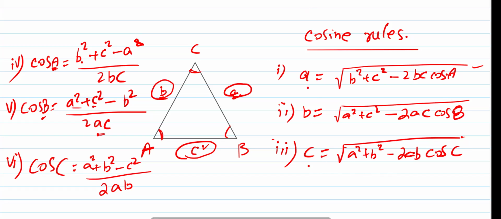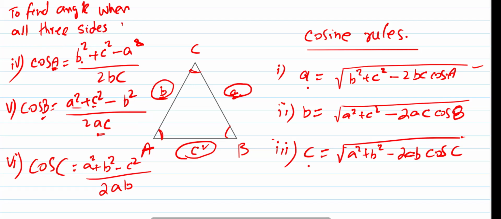Okay, now when will you use these formulae? You will use them to find an angle when all three sides are given. We will use it to find the angle when all three sides are given. Like, for example, if a, b, c are given, you can use them. How to use them, I will let you know.